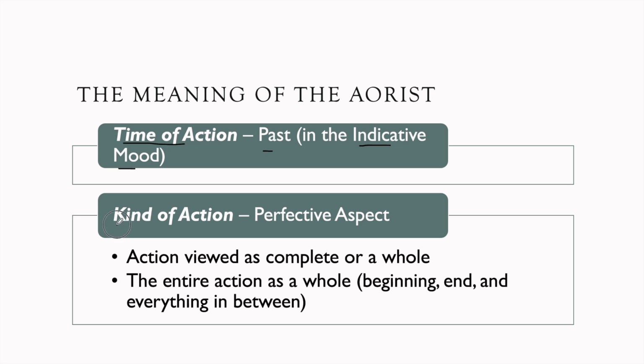What is prominent in both the indicative and the other moods is the kind of action or aspect, and here the perfective aspect is key. What does perfective aspect mean? It means the action being depicted by the author is viewed as complete or as a whole. So when we look at action as a whole, we are looking at the beginning, the end, and everything in between. That's the idea of the aorist tense.